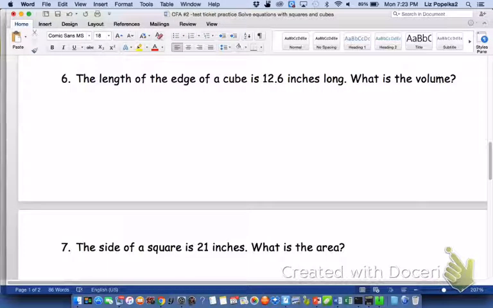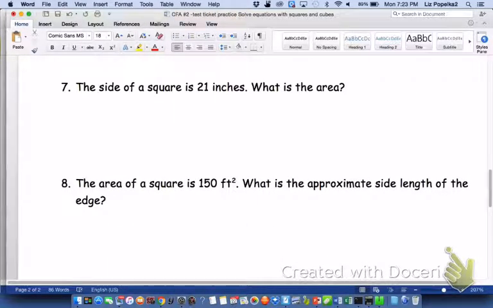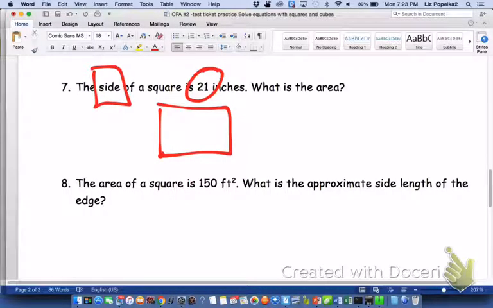Number 7 involves a square this time. So it says the side of a square is 21 inches. So I've got a square. I'm going to box my math term side. The side of it is 21. I'm going to underline the question, what is the area?